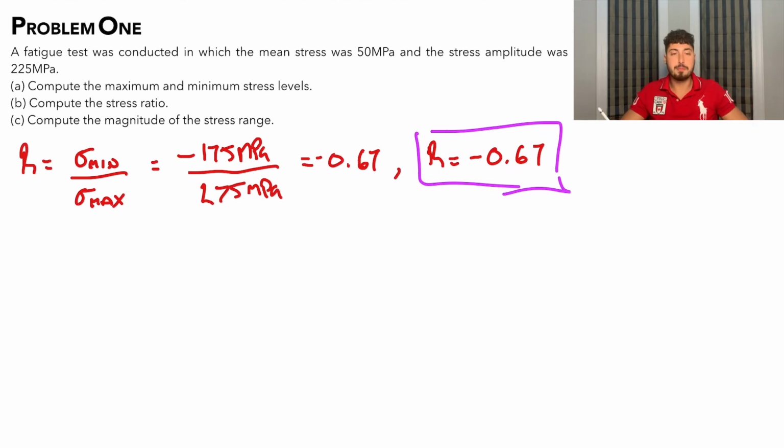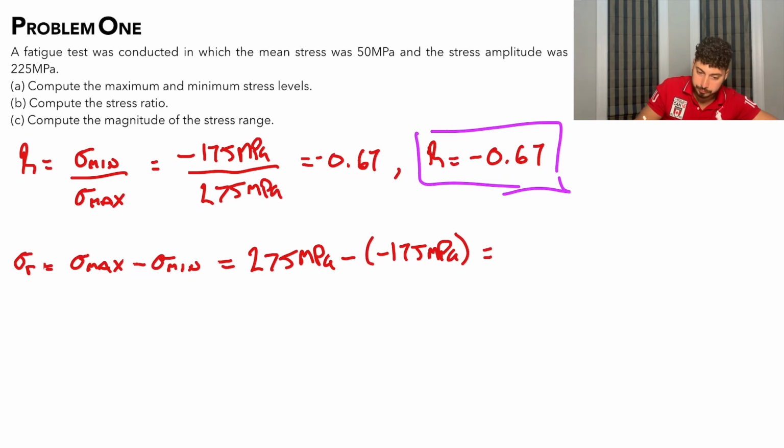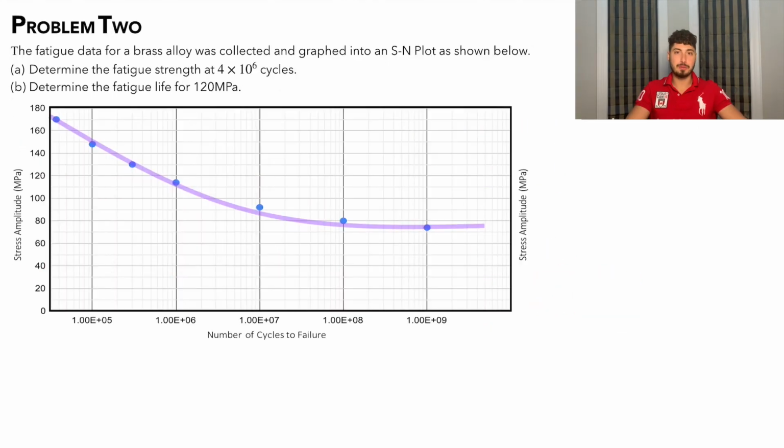And part C says compute the value or the magnitude of the stress range. So the stress range, designated by sigma r, is just our maximum stress minus our minimum stress, which is equal to 275 megapascals minus a negative 175 megapascals, and that's going to be equal to 450 megapascals. So we can say that our stress range is equal to 450 megapascals. So that's the conclusion to problem 1. Let's move on to problem 2.